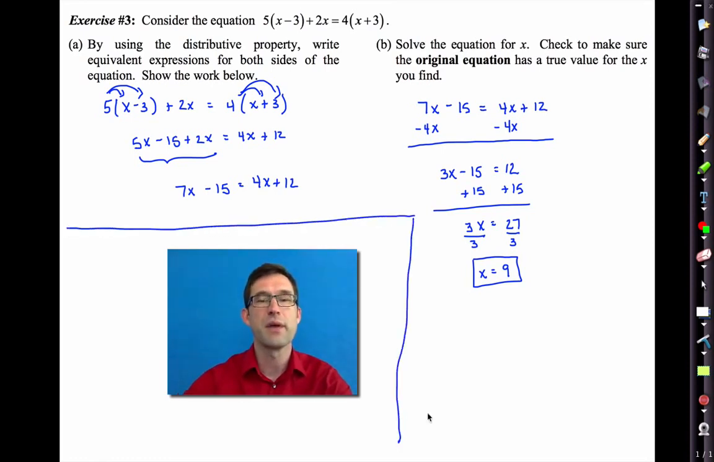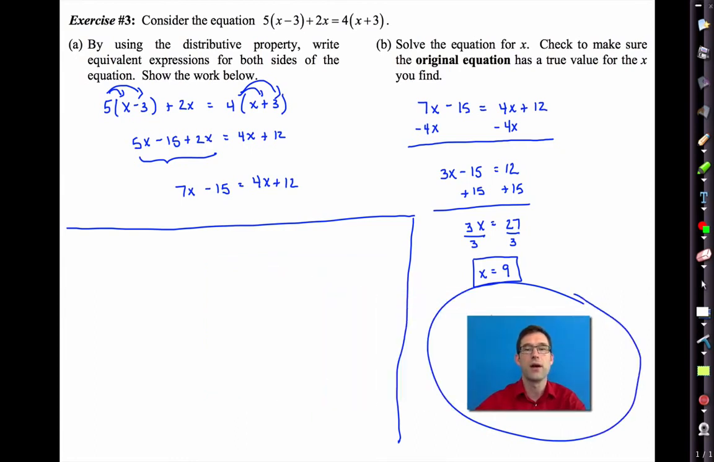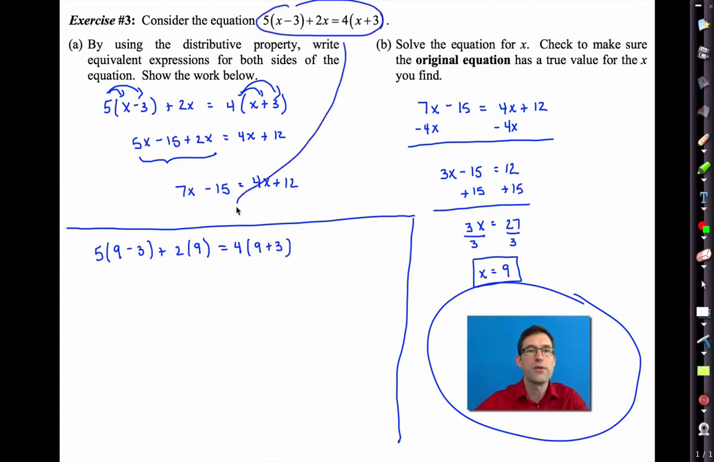Well, let me box off a little space here. But let's check it. Let's put the 9 back into the original equation. When at all possible, you always want to check in what you started with. So in other words, I'm taking this guy, and everywhere there's an x, I'm putting in a 9. So let's do it. Here, order of operations tells me I have to do the subtraction first. That almost looks like a 1. Over here, I'll do this addition.